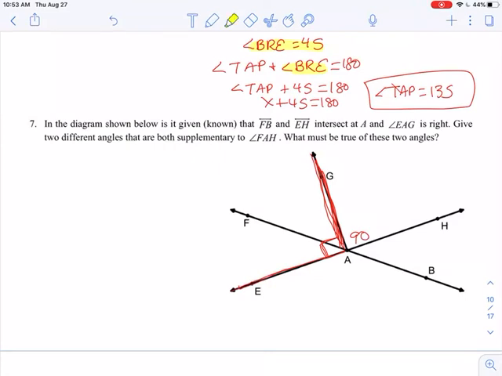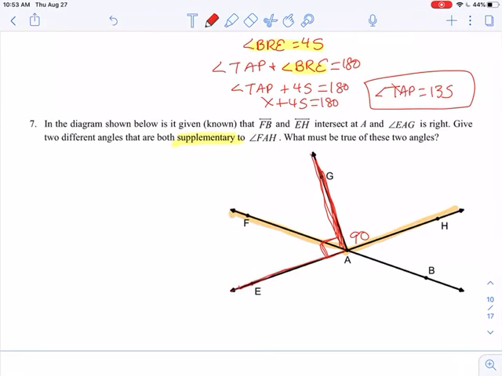Give 2 different angles that are both supplementary to FAH. Now, supplementary means they add up to 180. FAH, let's just find FAH. Here is FAH. I'm going to highlight it for us. I'm going to highlight it in orange. FAH is this angle right here. I want an angle that's supplementary to that. Okay? And what must be true of those 2 angles?